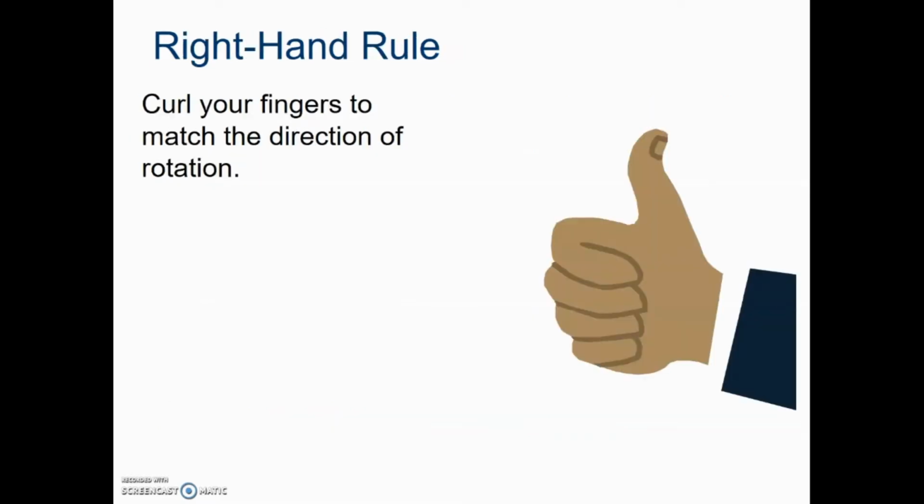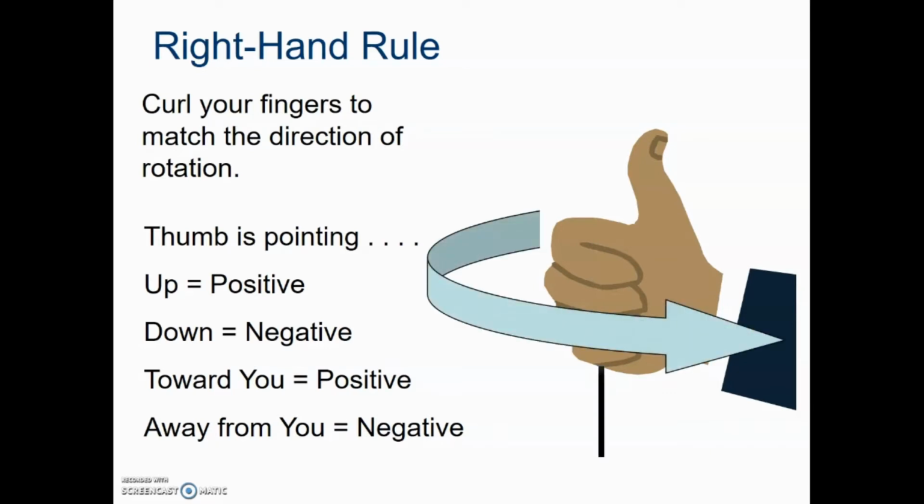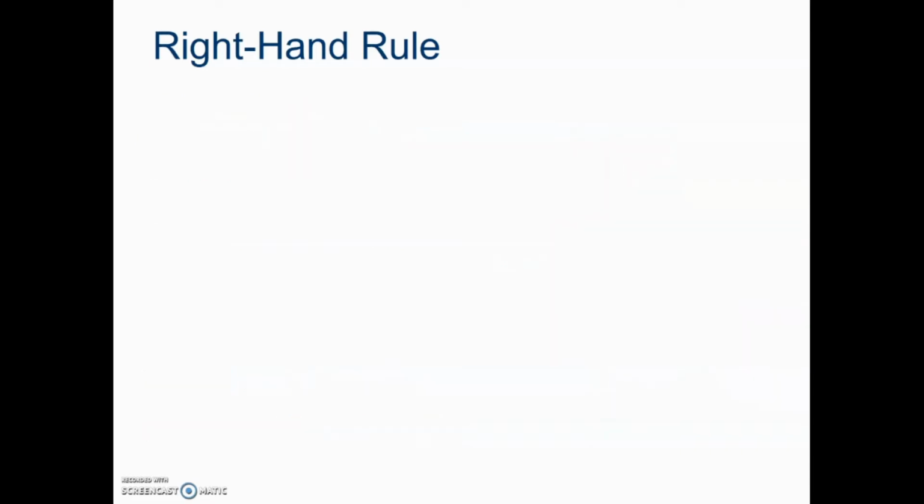Now, the second way of solving for that is what we call the right-hand rule. Personally, I don't use the right-hand rule, but if this helps you think about your positive and your negative moment, then go for it. What we're going to do is curl our fingers to match the direction of the rotation. If your thumb is pointing up or towards you, that is a positive moment. If it's pointing down or away from you, that is a negative moment. So if we have a counterclockwise rotation, if we curl our fingers in the direction of that moment, our thumb is pointing up, which means we have a positive moment.